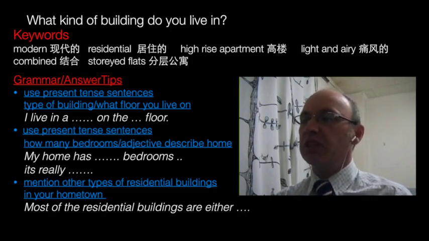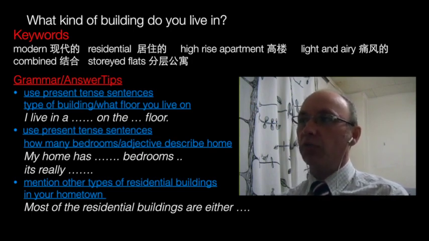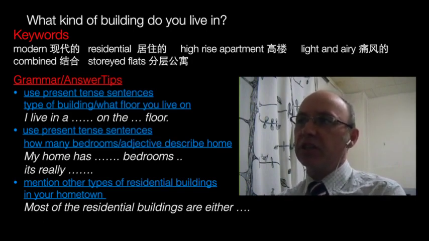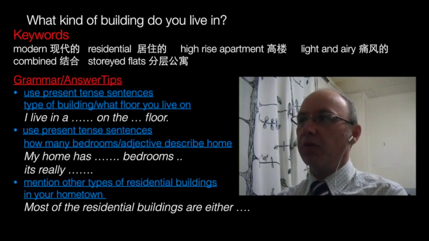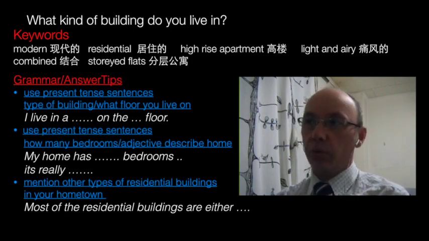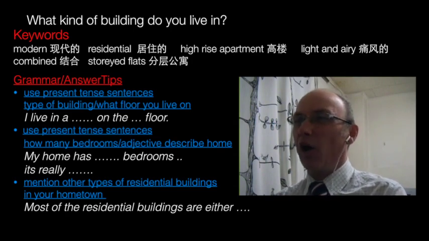You could describe something about your home, maybe the living areas or the dining room, and in this case I'm using the phrase, it has a combined living room and dining room, as many modern apartments do have. And then I'm also going to mention some other types of residential buildings that you can find in your hometown, and I'm mentioning storied flats, 分层公寓. Basically homes or apartments without a lift.